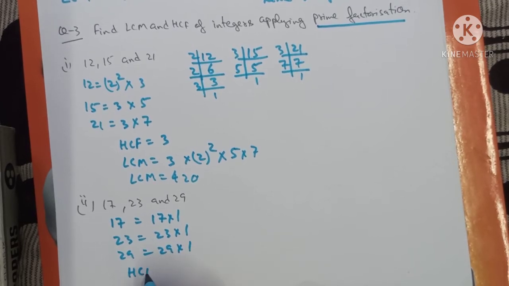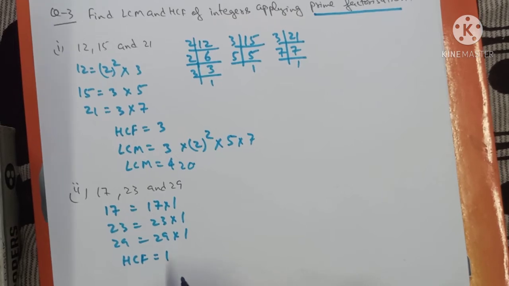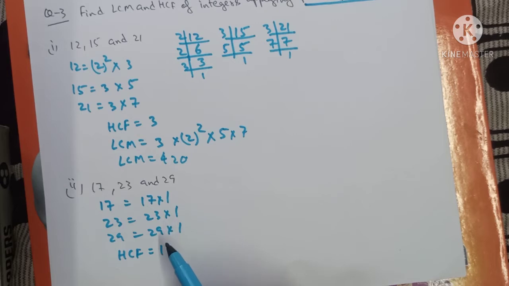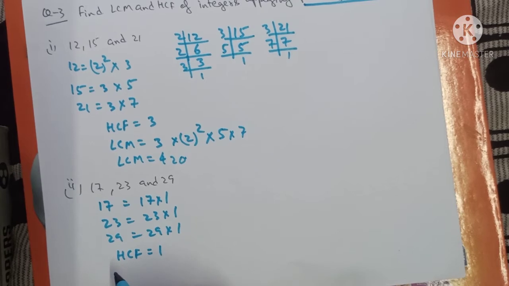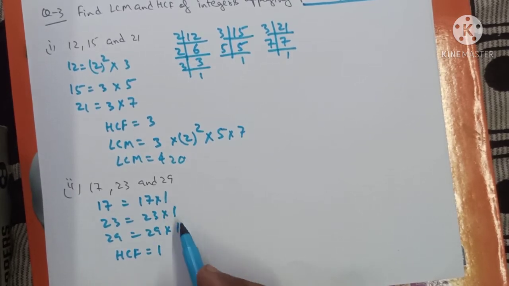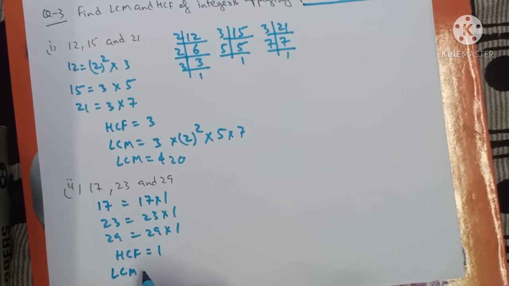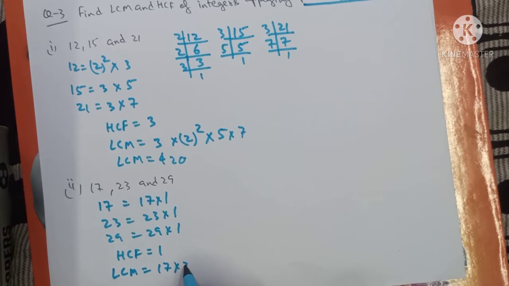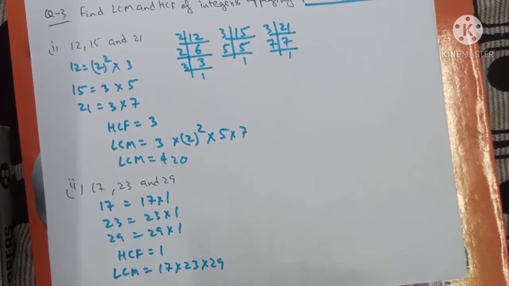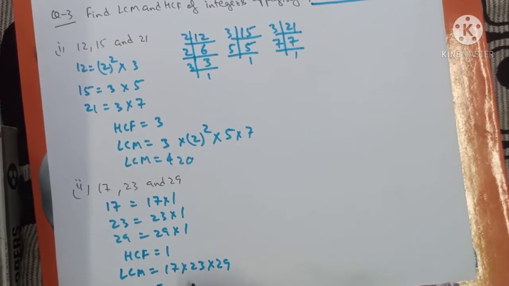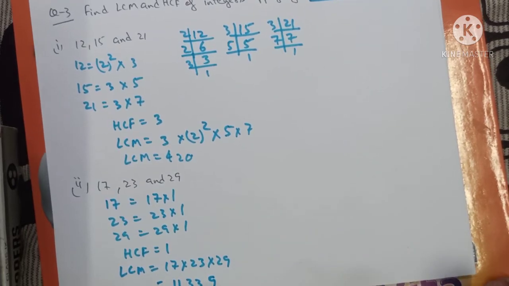So HCF will be 1 only. Thus we can conclude from here also that the highest common factor of the prime numbers will be 1. These kind of numbers in which the HCF is 1 are called co-prime numbers. Secondly, LCM will be 17 into 23 into 29, that is coming out to be 11339. This is the answer.